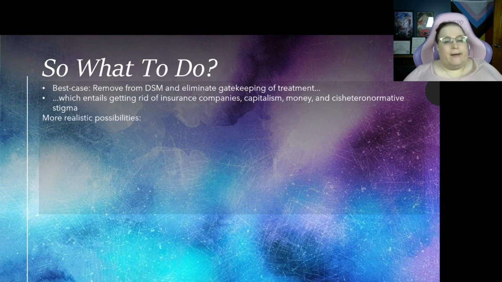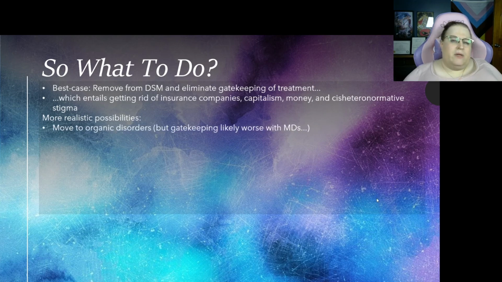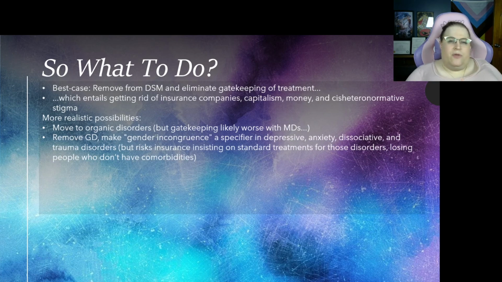So what are some more realistic possibilities of what we could do? Well, you could move it to the organic disorders based on the treatment. The issue there is that, frankly, medical doctors are even more likely than psychologists and social workers to say, well, the physical features I'm seeing are male, so I'm going to talk about you as a male and treat you as a male, no matter how much you say that you're a woman. Or reverse that, or put in any non-binary gender. The point is that you're going to get even more biological essentialism, and as a result, even more gatekeeping from MDs than currently you get from psychologists and social workers, who are the primary people that work with the DSM.